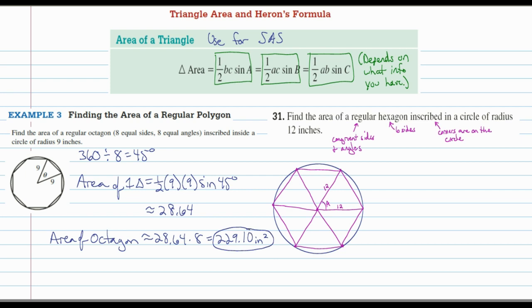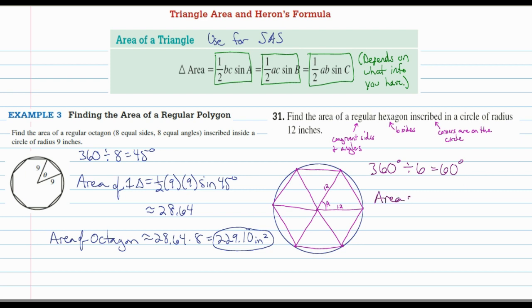Then now try problem example 31. Same exact situation, except now the circle that the hexagon is inscribed in has a radius of 12 inches. So I still have side, angle, side that I'm trying to use to calculate the area of one triangle, then find the area of the hexagon. So I'm going to take the 360 degrees and I'm going to divide by the 6 triangles within the hexagon by connecting its center to each of the corners. And I get that each of those interior angles is going to be 60 degrees.